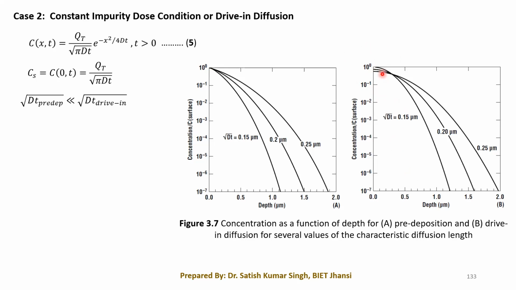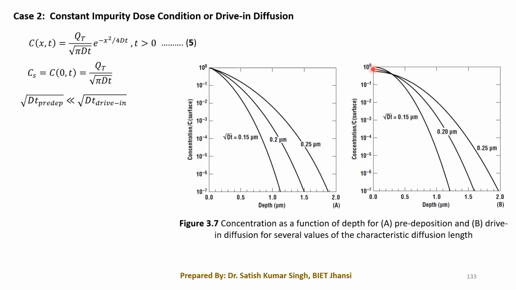So now when we perform the drive-in step, you can see this first curve for a certain amount of time. In the first curve we have a certain surface concentration of the dopant material. After increasing the drive-in time, you can see in the second curve that this surface concentration is also reducing.